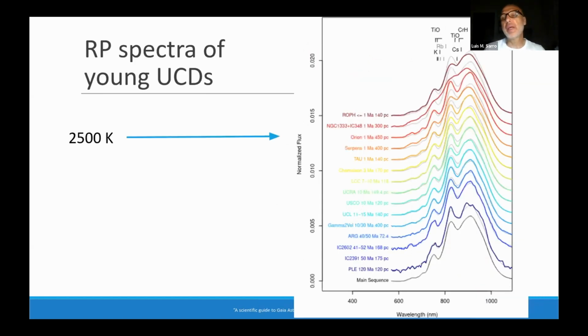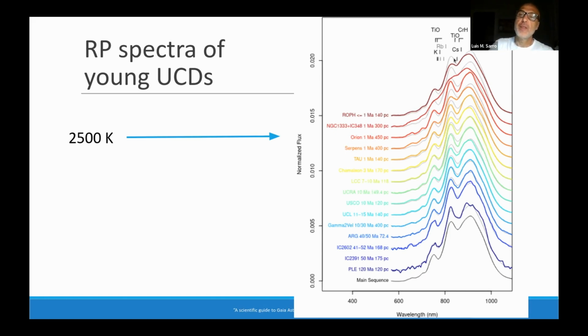If we look at the RP spectra, we see that the younger the star-forming region, the less pronounced the absorption features. So you see here that the youngest regions, Rho Ophiuchus, NGC 1333, IC 348, Orion, Serpens, these are all below 10 mega years. They show less conspicuous absorption features in their RP spectra. The black line would be the median RP spectrum in the main sequence.